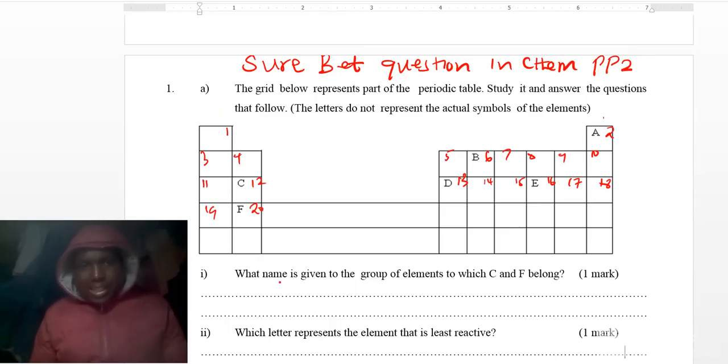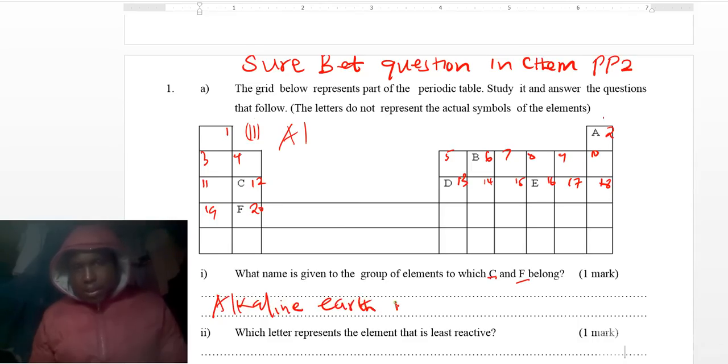You are asked what name is given to the group of elements to which C and F belong. So C and F is here. This is C and this is F. So you can see that this is group 2 elements. So what name are they given? These are called alkaline earth metals. Don't write alkali because alkali metals is group 1.